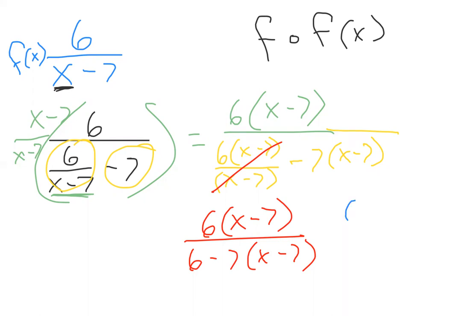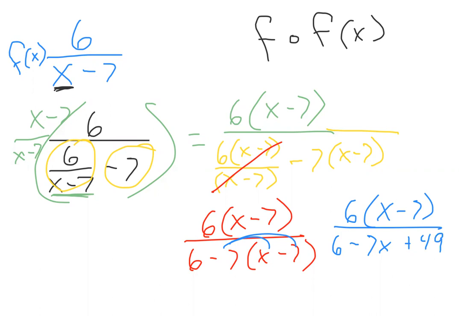So the top is going to remain, but this negative 7 is going to distribute. So we end up with 6 minus 7x, and a negative times a negative is a plus 49. So our final answer becomes 6 over x minus 7 over, combine our like terms, 55 minus 7x. And there's your answer.